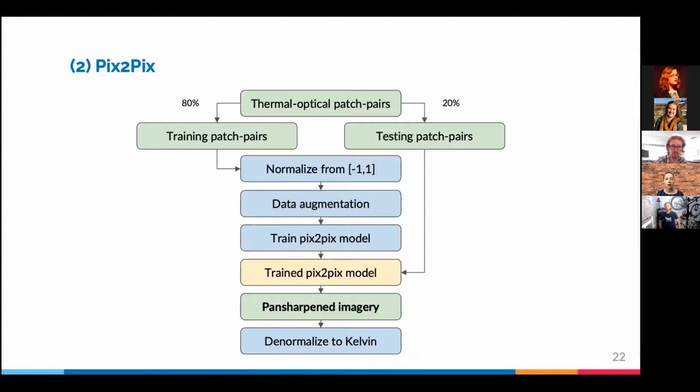I applied data augmentation since my training data set was relatively small. Then I trained a Pix2Pix model, and the testing patch pairs were fed into this trained Pix2Pix model, which then output pan-sharpened imagery, and then it could be denormalized to Kelvin.